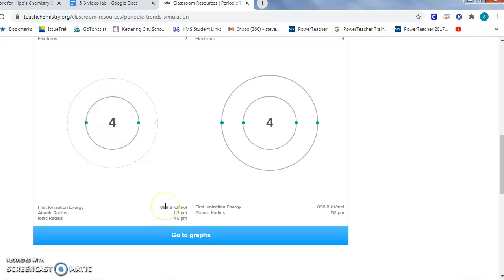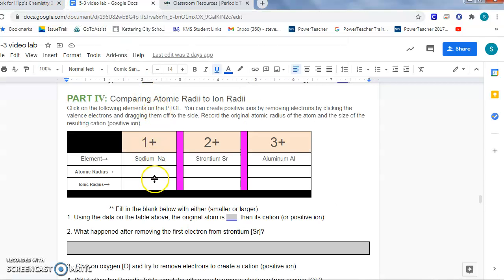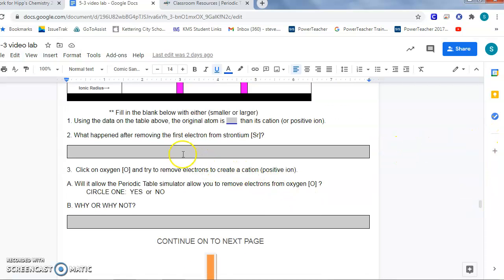But now I know what the radius is. So on the table, you're supposed to do what happens to sodium when you made it 1 plus, what happens to strontium size when you made it 2 plus, what's aluminum's radius, the ionic radius when you made it 3 plus. It's going to tell you what happened when you remove the first electron from strontium.